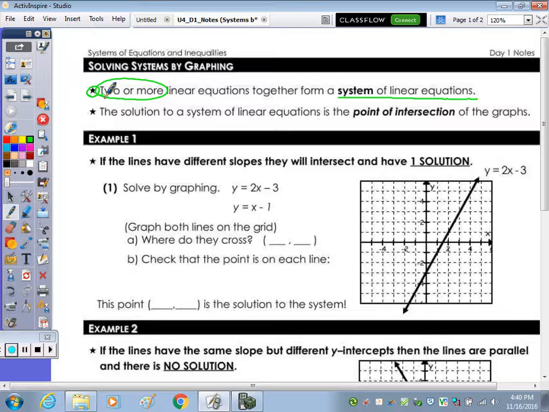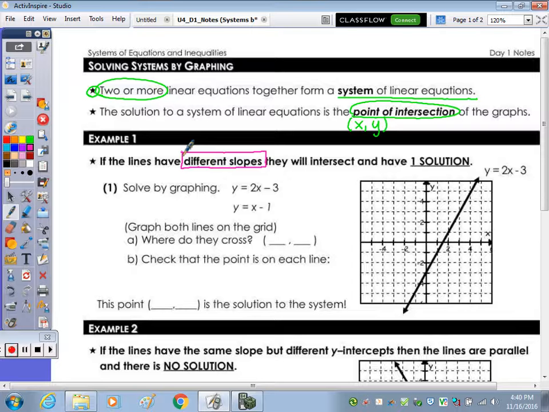The solution to a system of linear equations is the point of intersection. So it's where the two lines meet, if they meet at all. And every point is written in terms of x and y. So let's take a look at example number one. Example number one says if the lines have different slopes, they will intersect and have one solution. So let's highlight different slopes. Okay, they should have one solution.